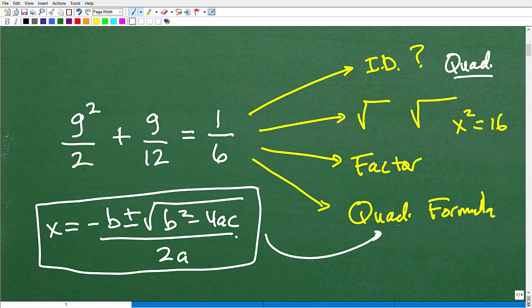Okay, so we have different options here. And by the way, there's something else called completing the square, which is like the long way of doing the quadratic formula, but it's something you're going to also need to know how to do. So you've got different options here, okay? And some of these you can use, some you cannot. But you always want to select the easiest path here.